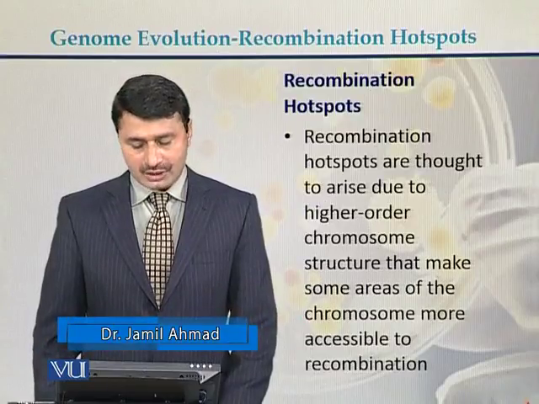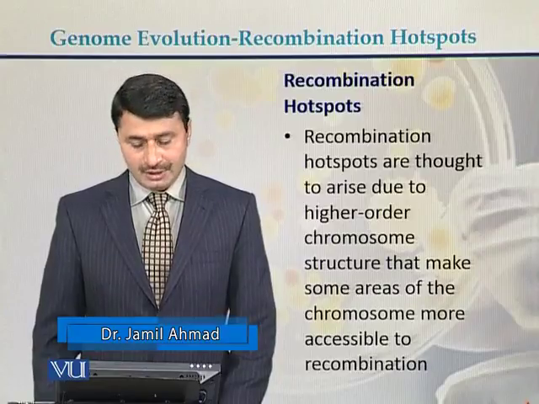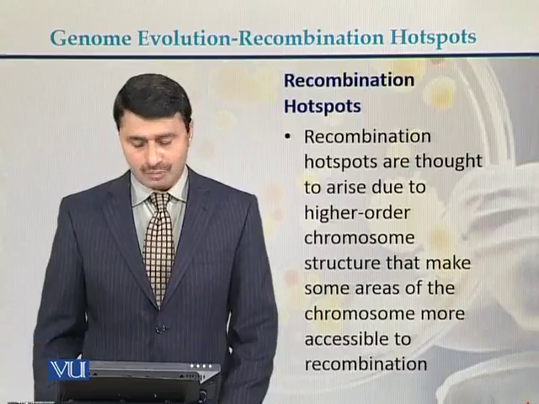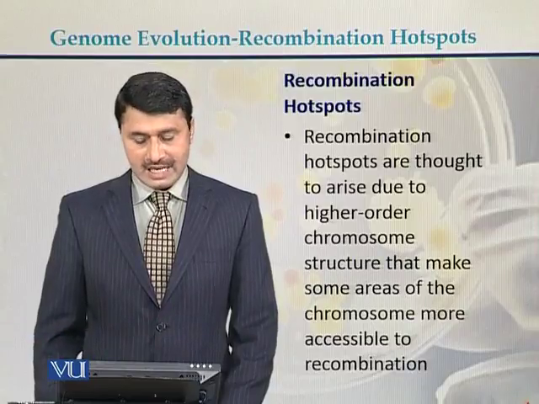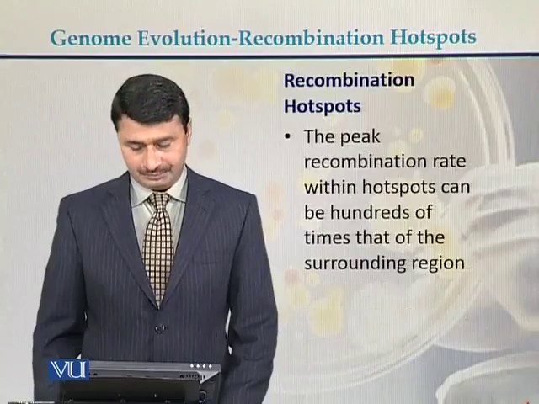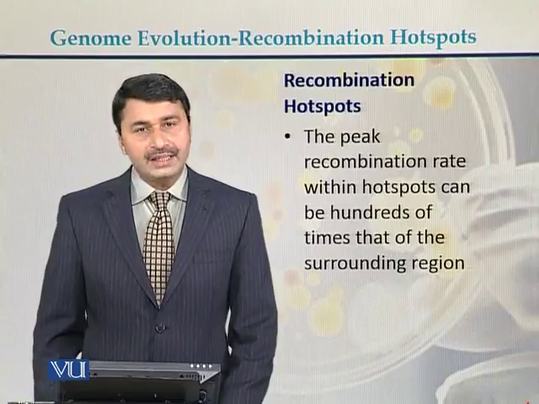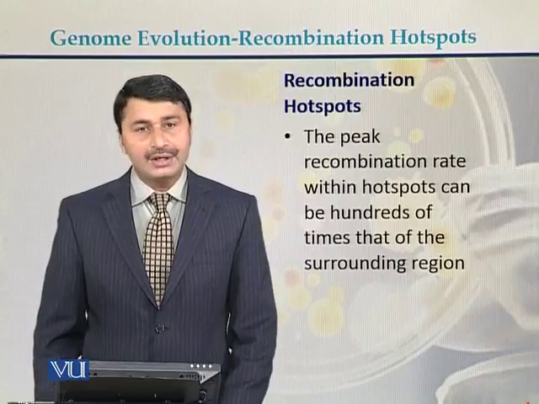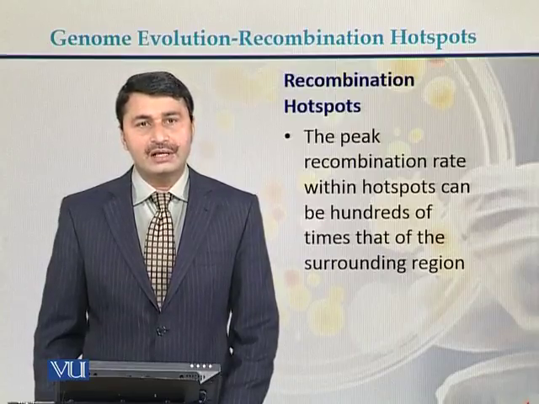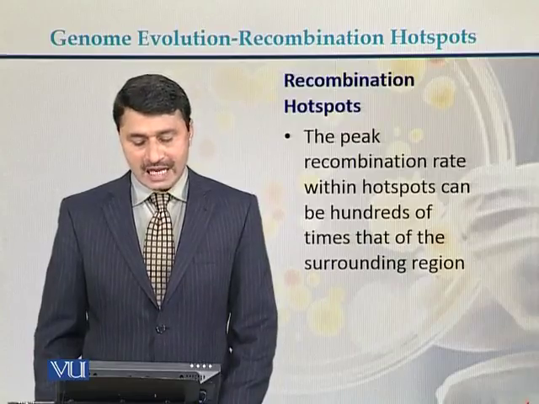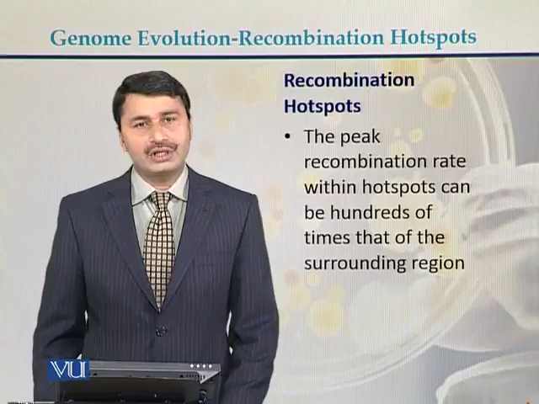Recombination hotspots are thought to arise due to higher order chromatin folding in the chromosomes that becomes accessible for recombination. The peak recombination rate within a hotspot can be hundreds of times greater than those regions where we do not see the rise of the recombination rates.